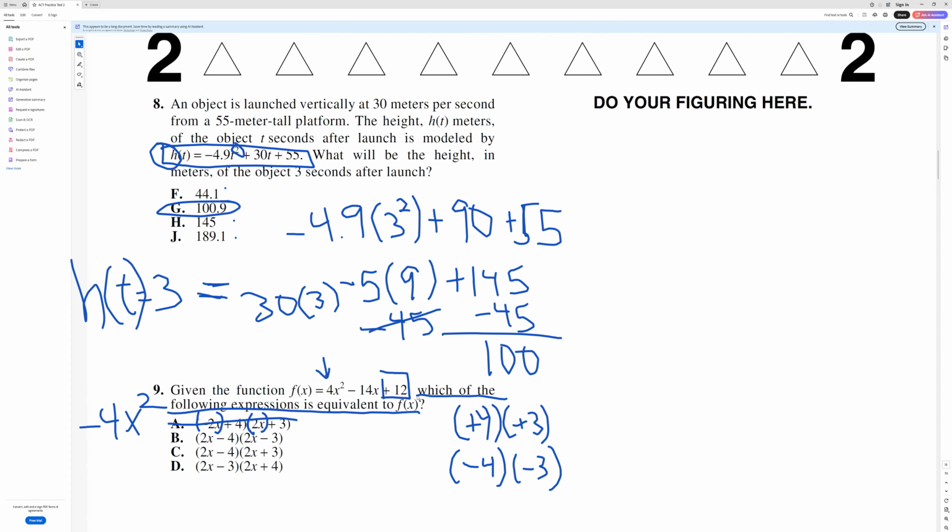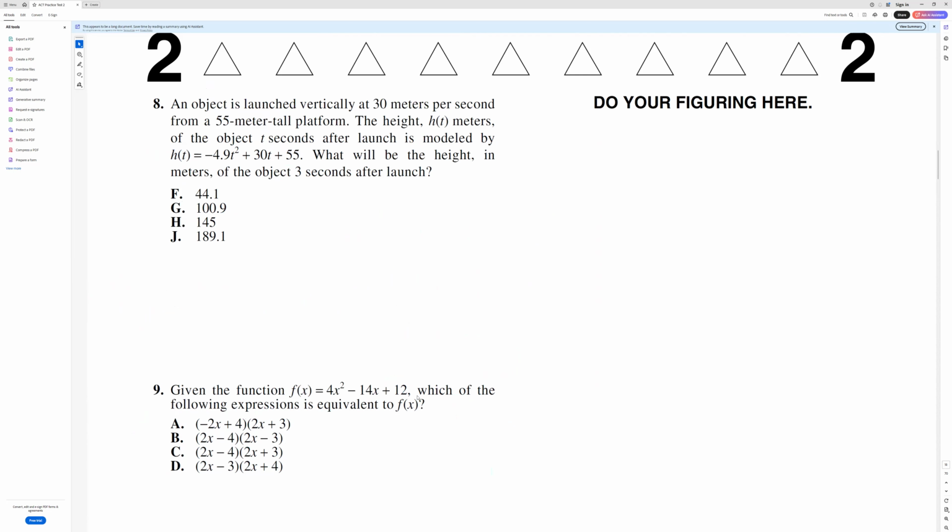Let's see what we have. We have that, so it could be B. We have a negative and a positive there. That's not it. We have a negative and a positive there. That would give us negative 12. So the answer is B. Erasing. I said I wasn't going to announce it right away.